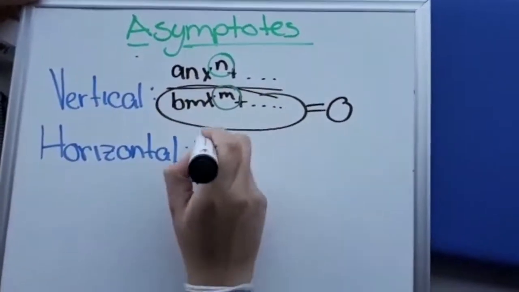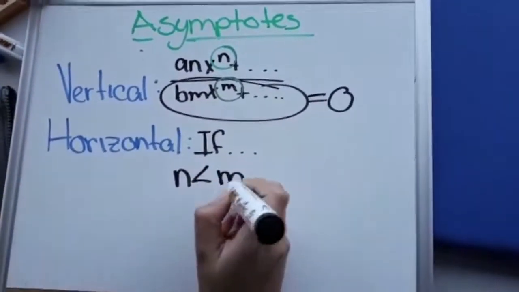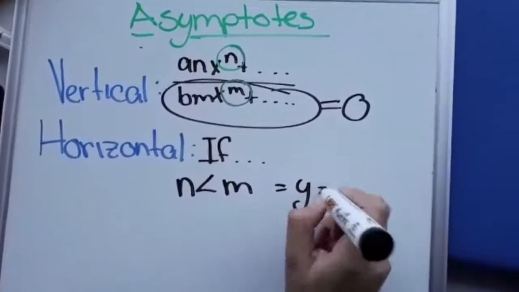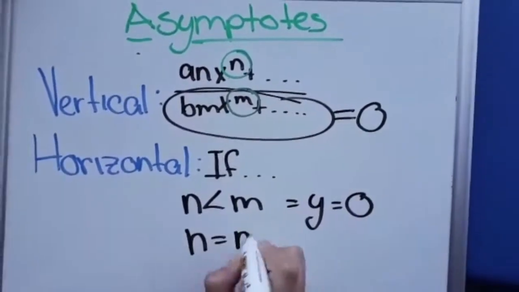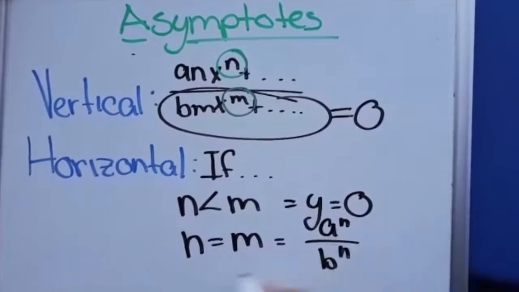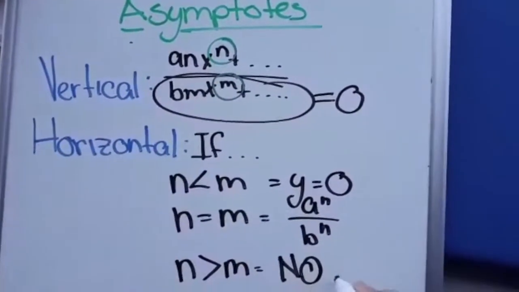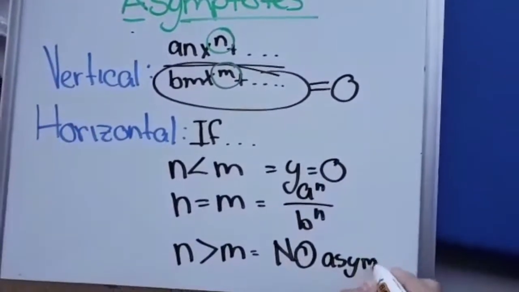If the exponent n is smaller than m, then the asymptote will be 0. If m is equal to n, the asymptote will be obtained by analyzing the exponents and the respective values, and if n is greater than m, there will be no horizontal asymptote. Now we're going to do some exercises.